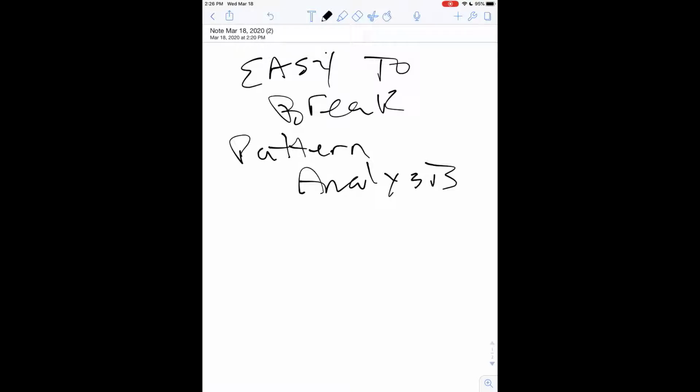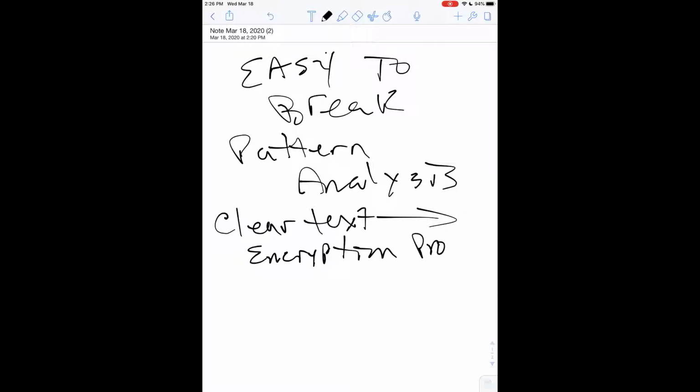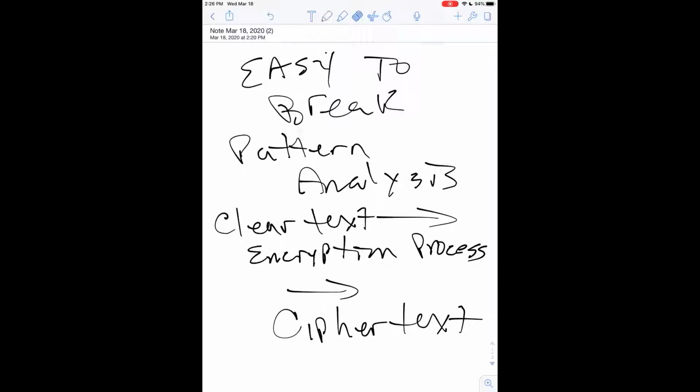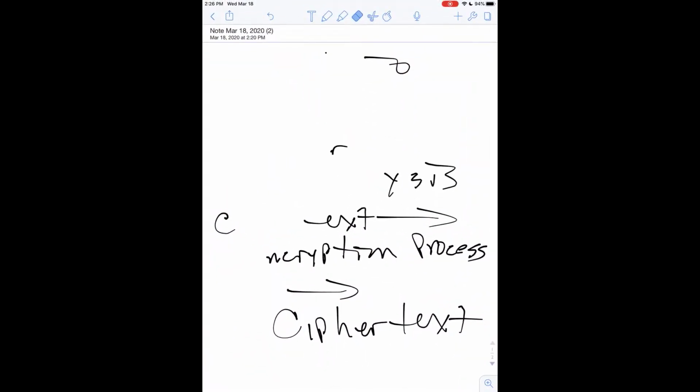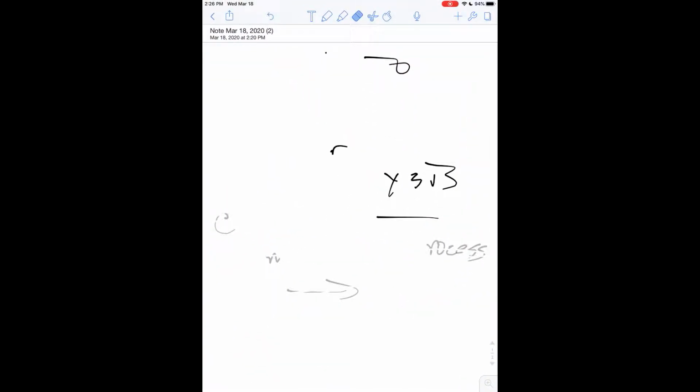And when we're doing this, again, remember we're going from clear text. We're passing that through some kind of an encryption process or algorithm. And we're coming out with what we call ciphertext. Again, a very, very simple way of doing things.